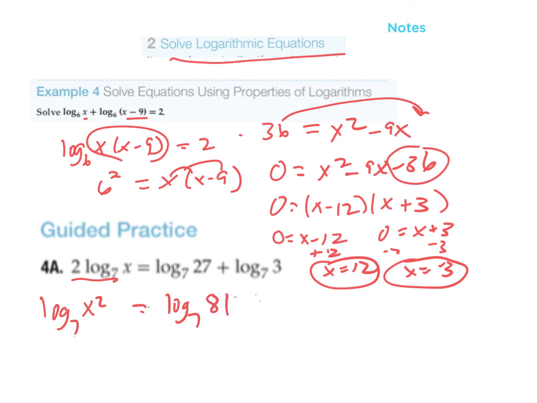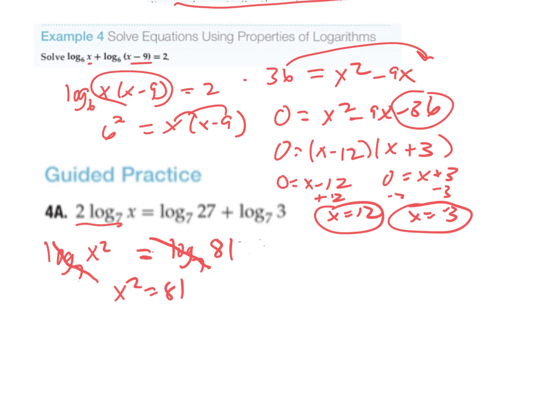When you have logs on both sides of an equal sign, the logs actually cancel out. So the log 7 and the log 7 cancel. So I'm left with x squared equals 81. If we solve that, you can do it a couple of different ways. You can take the square root of both sides. So x equals plus or minus 9. Remember, taking the square root of both sides gives a positive and a negative. And so that's how we get our two answers.